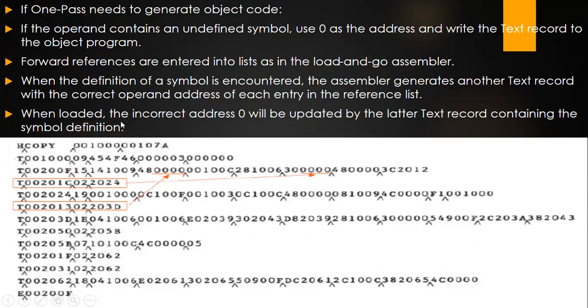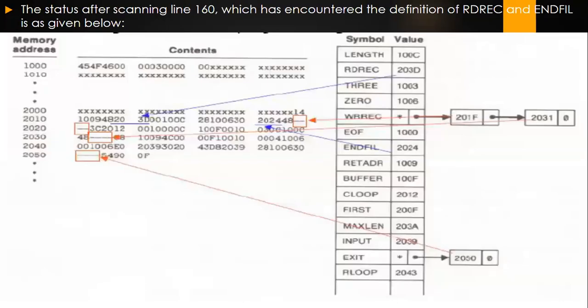When loaded, the incorrect address 00 will be updated by the later text record containing the symbol definition. So this record indicates where exactly we should update the content. By using this, when you load it for execution, the assembler will neglect this 00 and consider the original value itself. So this is how the normal one pass assembler handles the forward reference, and this is how the load and go assembler, a one pass assembler, works.